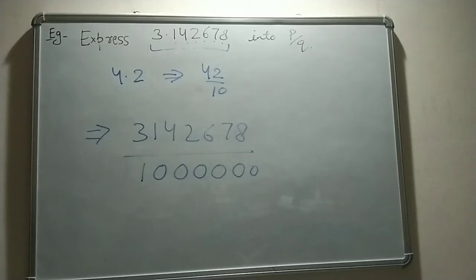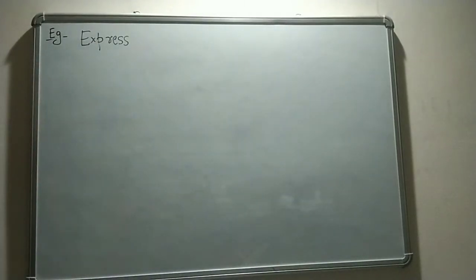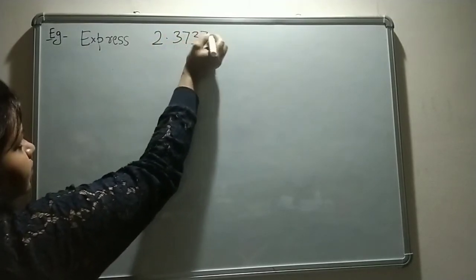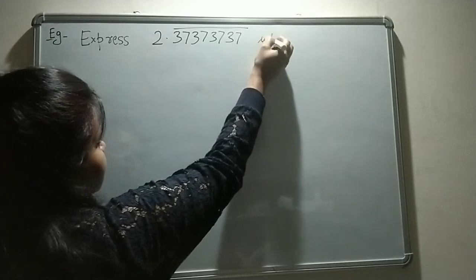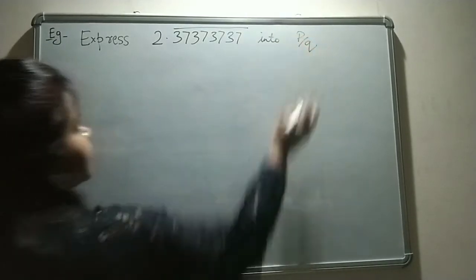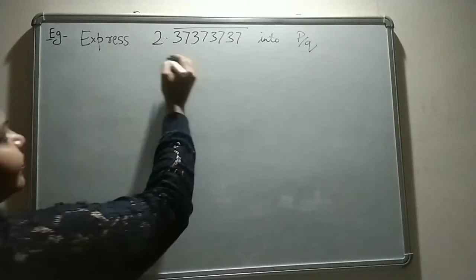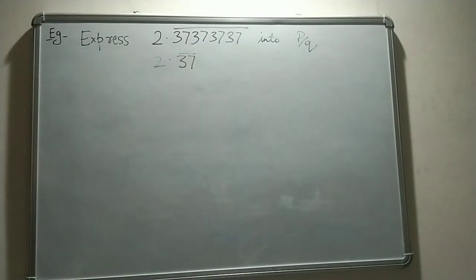Now let's move on and take another example. Here we have to express 2.373737, or we can say 2.37 bar, into p upon q.